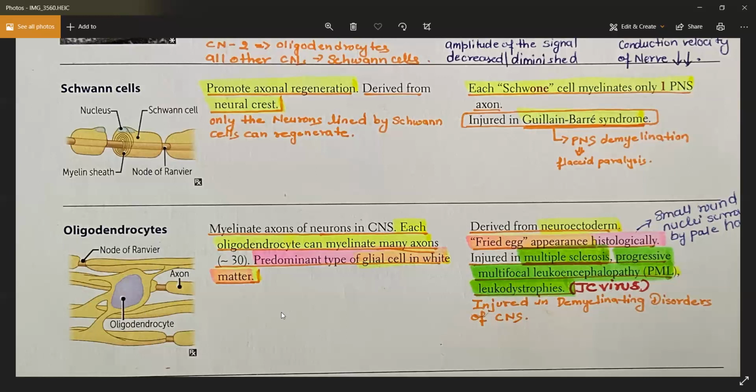Any doubt on the Schwann cells or the oligodendrocytes? No, thank you.